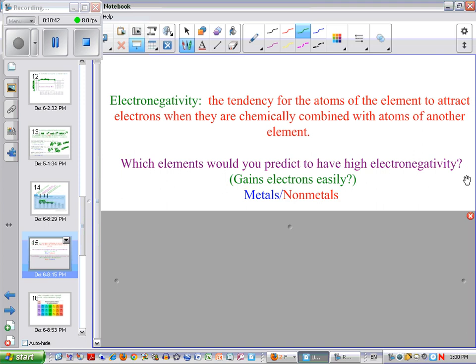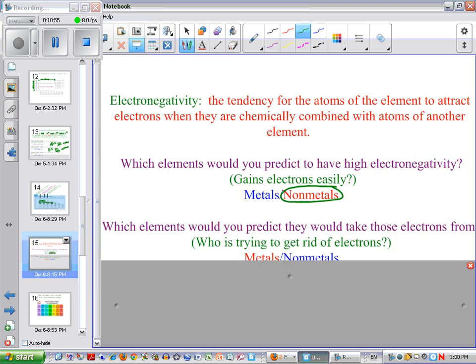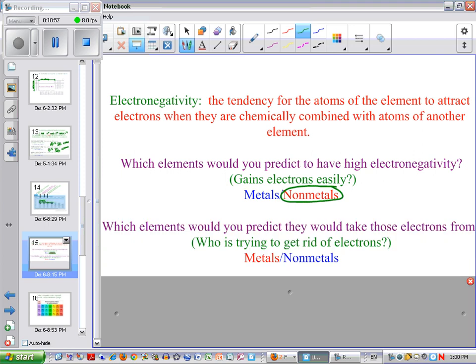So, what do you think? Which elements are going to have high electronegativity? Who wants electrons more? Who wants to gain them? Who needs electrons? Non-metals do. So they're going to have high electronegativities. What about low electronegativity? Who's trying to get rid of electrons? Who do you think cares less? It's like, yeah, whatever. You can win the tug of war. Metals. They're already trying to get rid of electrons, so they don't really care.